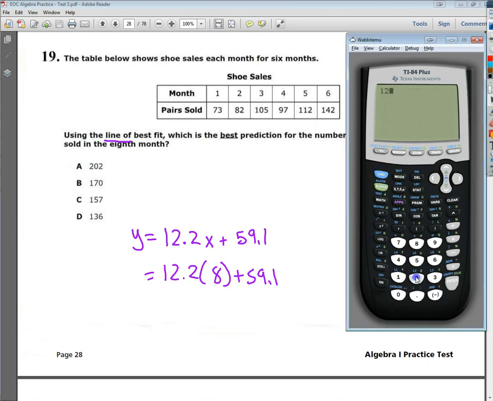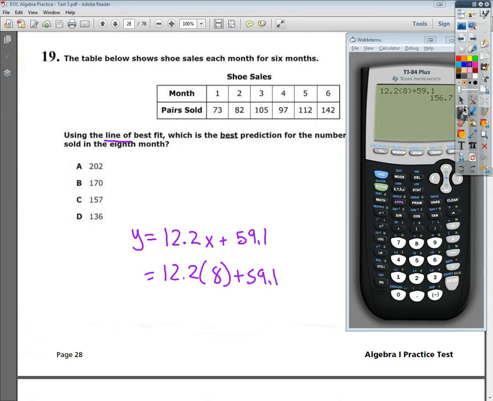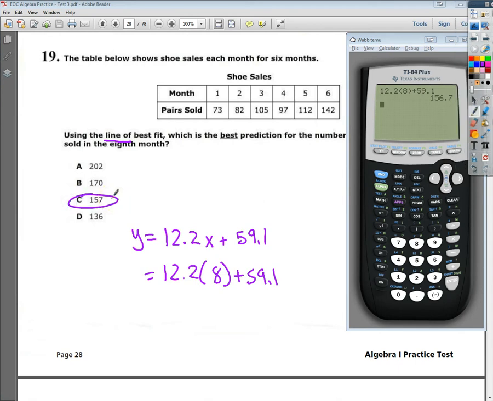So I'm going to type in 12 times 8 plus 59.1. I tend to use parentheses a lot just because it makes it easier for the calculator to understand what I'm trying to type in. I hit enter, and it gives me 156.7. So very close to C, which in this case is the correct answer. So once I have my line of best fit, I'm going to choose C. All I have to do is plug the number back into that equation. So good luck.